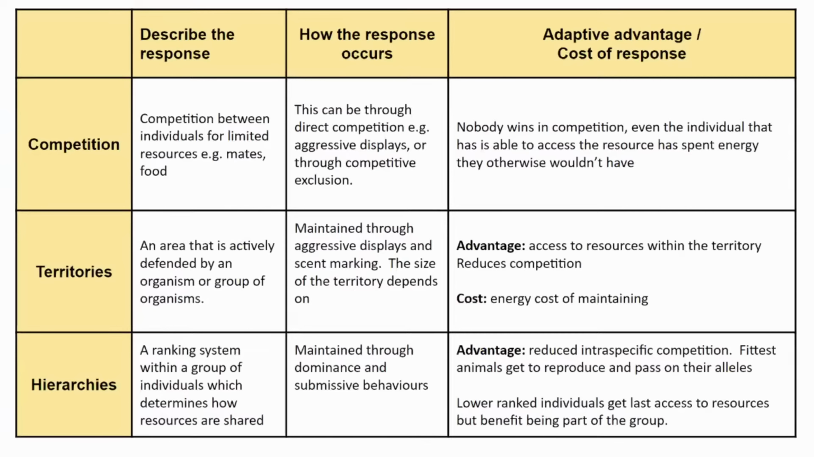Another system that we see in groups, which reduces intra-specific competition, is a hierarchy. So that is a ranking system, which determines how resources would be shared out. So, for example, there might be an alpha, which would be the highest ranked individual, and they have access to food first. They have access to breeding mates, and then beta, and then ranking down to the omega.